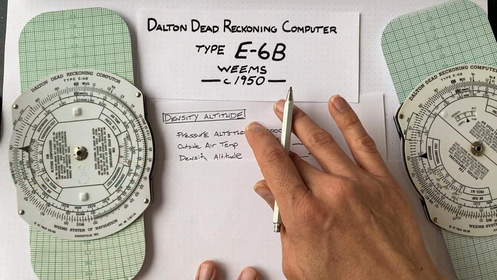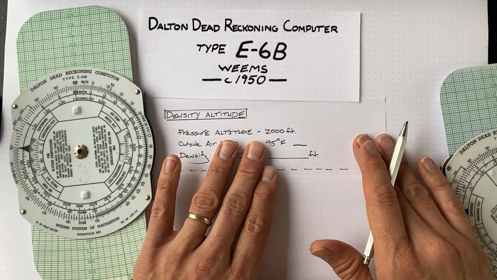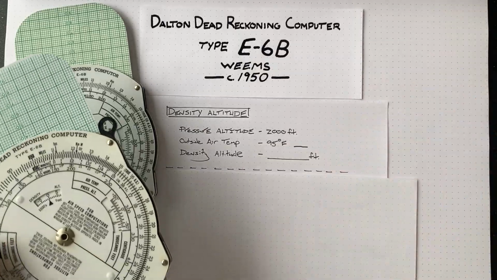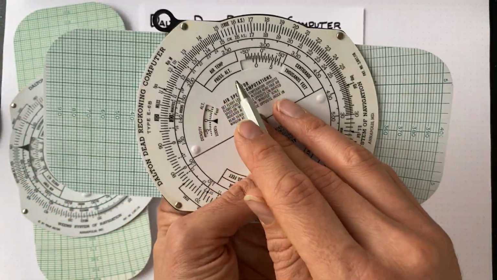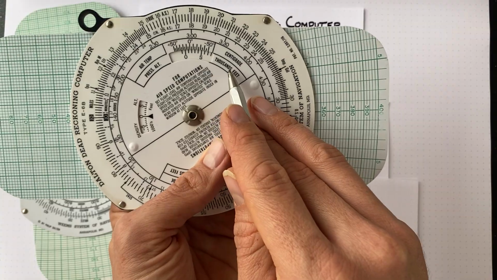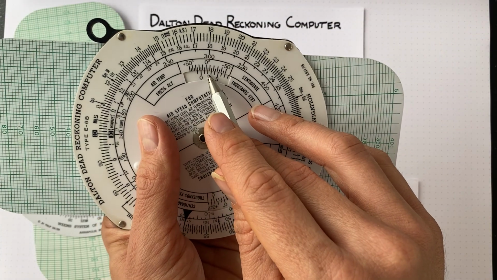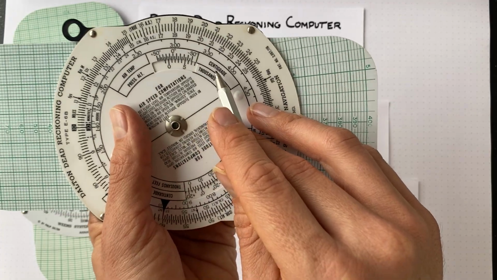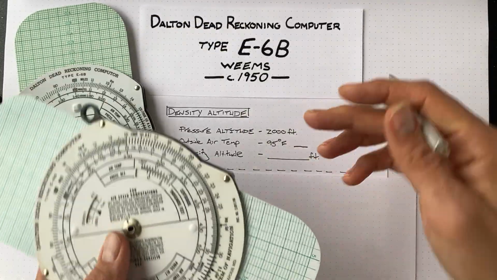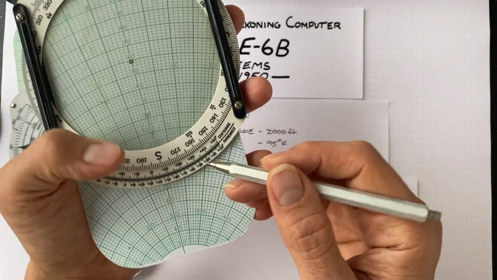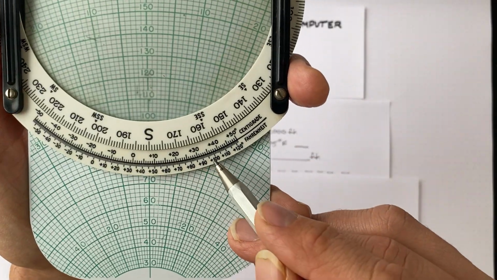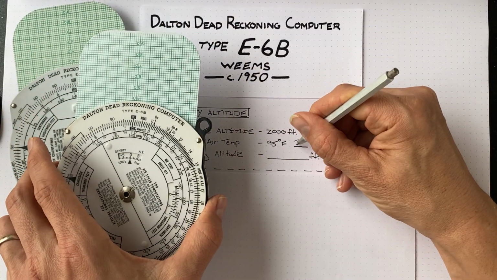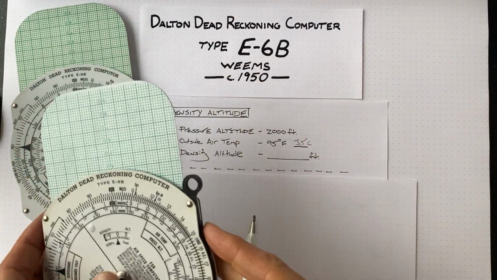So given a pressure altitude of 2,000 feet, and an outside air temperature of 95 degrees Fahrenheit, what's our density altitude? So we look at the device, we set our pressure altitude here, which is in thousands of feet, so we're looking for 2,000, roughly right here, and then our air temperature is in centigrade. Well, it's a good thing that we're able to convert 95 degrees Fahrenheit into centigrade on the back of the device. So 95 Fahrenheit is 35 centigrade, so we can go ahead and mark that here.